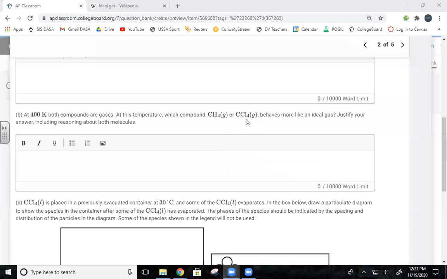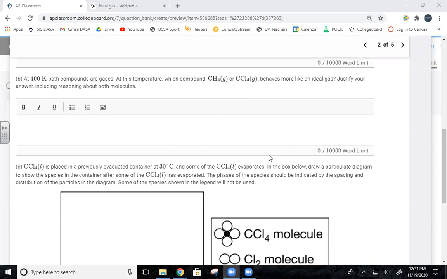Okay, so the answer to this part of the question, which was at 400 K, both compounds are gases. At this temperature, which compound behaves more like an ideal gas? Remember that an ideal gas just means a gas that has no interparticulate interactions. So fewer interactions would mean that the CH4 would be more like an ideal gas.